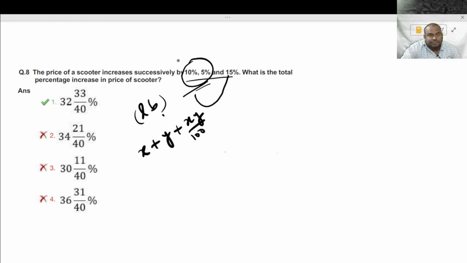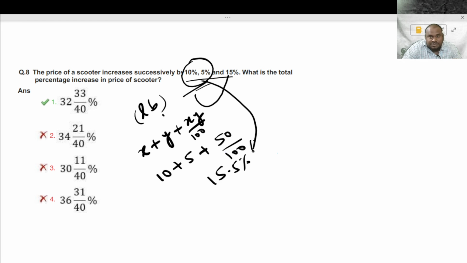So the first time when we use it, first it increased by 10%, then it increased by 5%. So 10 into 5 is 50, divided by 100. So it will be 15.5%. So 10 and 5 together make 15.5%. After that, again it is increased by 15%.